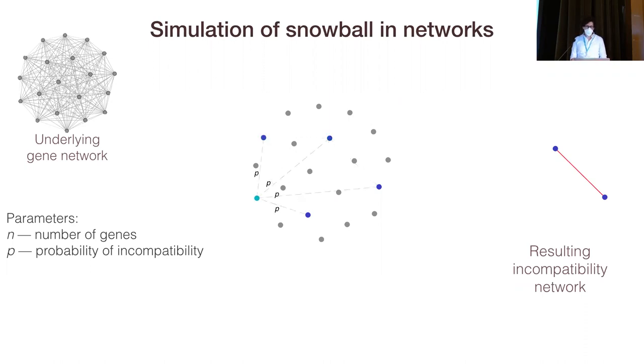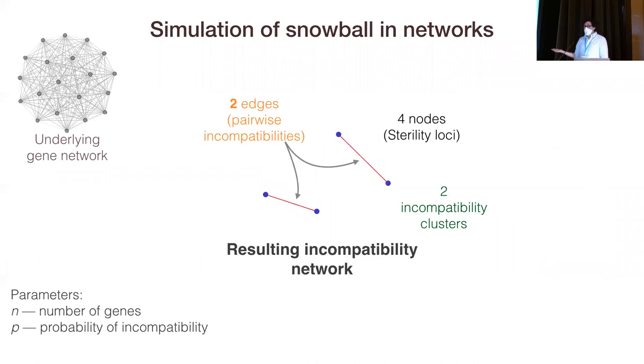We keep going for a while, of course, hundreds of steps here. Maybe we start to collect other DMIs. In this particular case, we have two edges representing two pairwise DMIs. And throughout our simulation, we're going to be recording three particular quantities of interest.